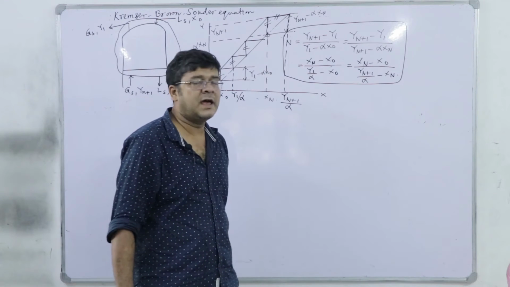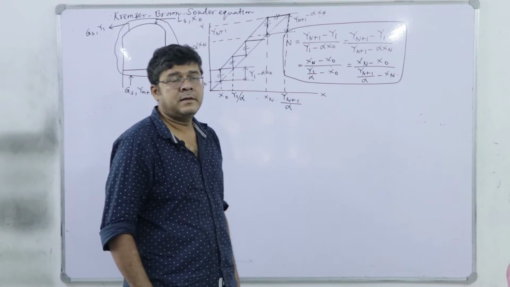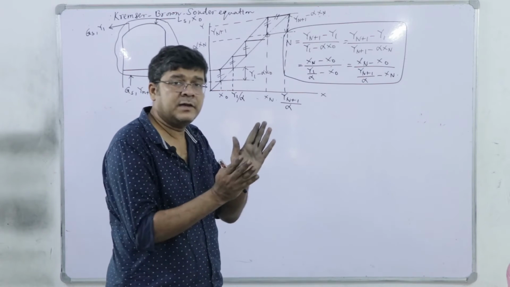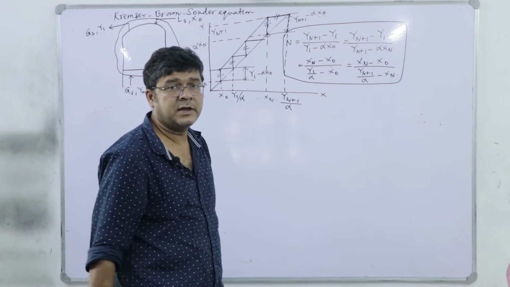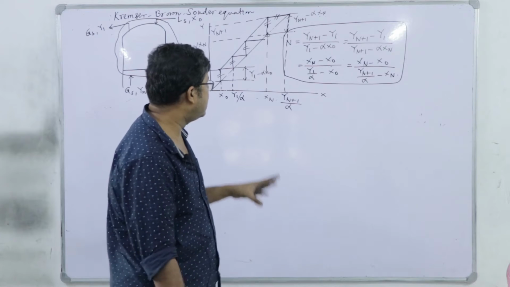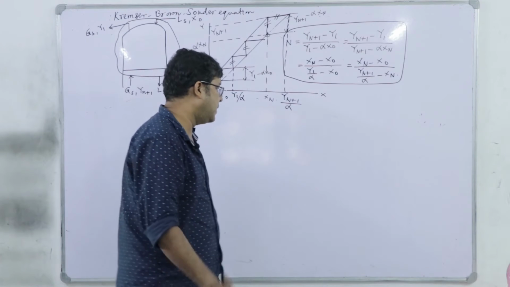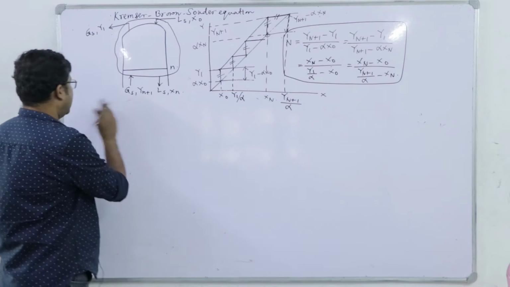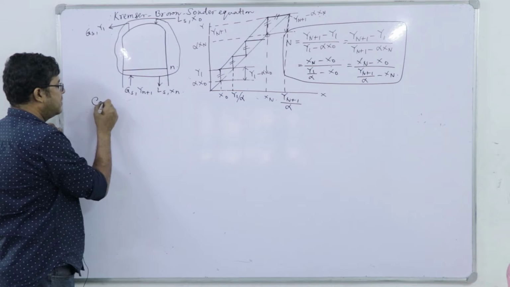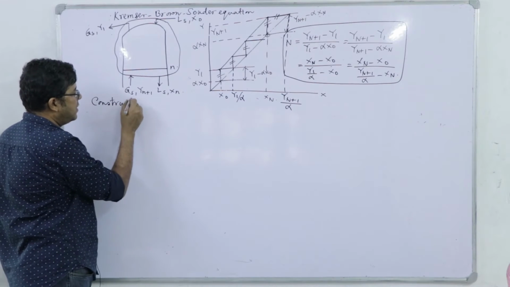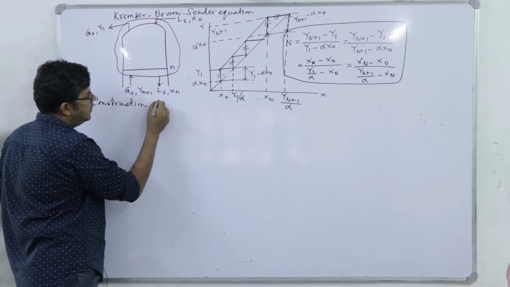Alternatively, if these two lines are parallel, we can use this equation, or if they are linear but not parallel, we can use Kremser-Brown's order equations. So, there are 4 alternative cases we have discussed. Now, let us discuss the engineering constructions of trays.